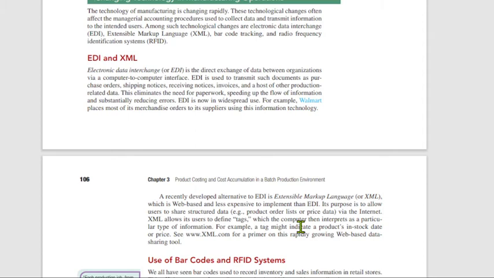tracking, radio frequency identification. So the electronic data interchange is a direct exchange of data between organizations via computer-to-computer interface. So EDI is used to transmit documents such as purchase order, shipping notice, receiving notice, invoices. The electronic data interchange is now in widespread use.